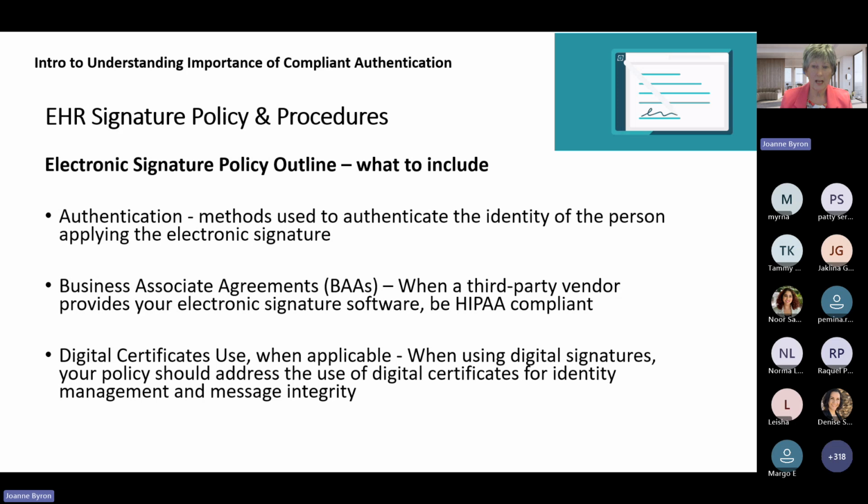The next several slides show what to include. Authentication methods used to authenticate. If you use a third-party vendor that provides your e-signature software, you want to show that in your policy that you require a business associate agreement. And for digital certificates, when you're using digital signatures, it should address the use of the certificates for identity management.